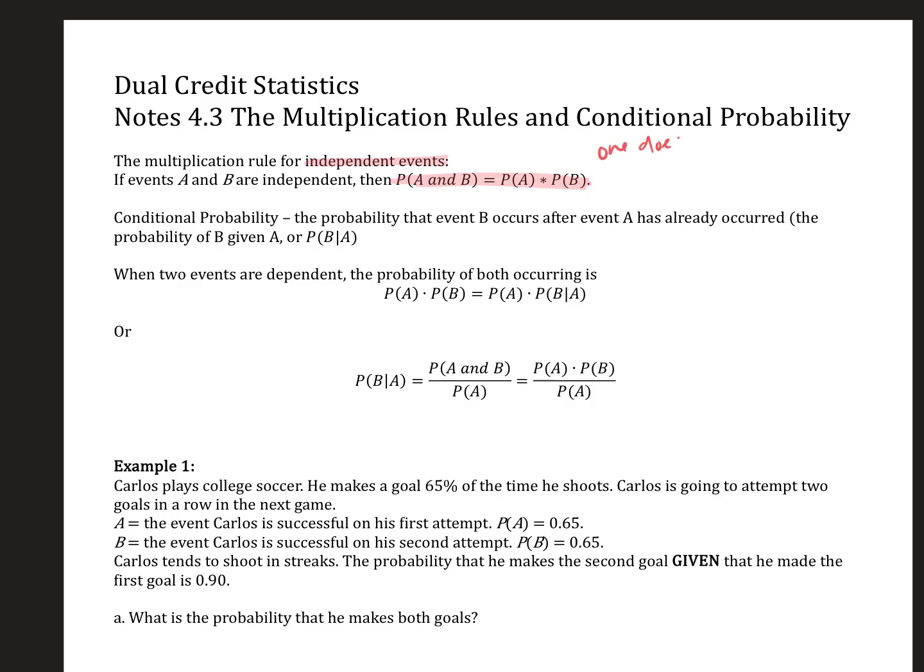For example, rolling a dice 2 times. You can roll a 1 and a 2. You can roll a 1 and a 1. So one outcome does not affect the second outcome. They are completely separate.